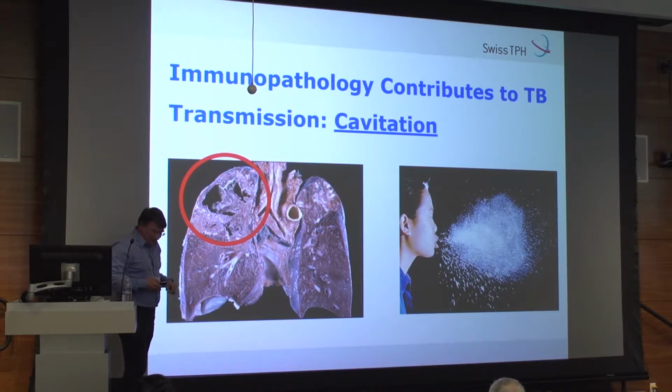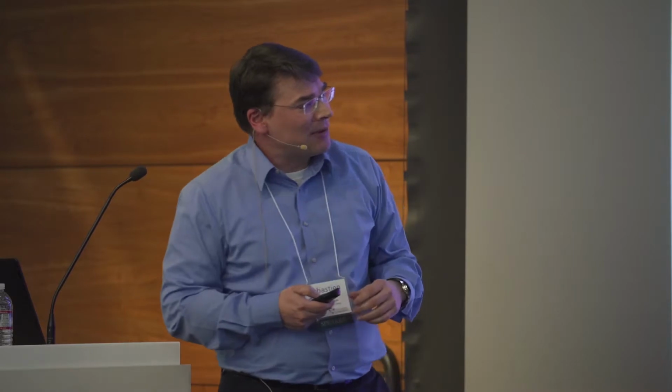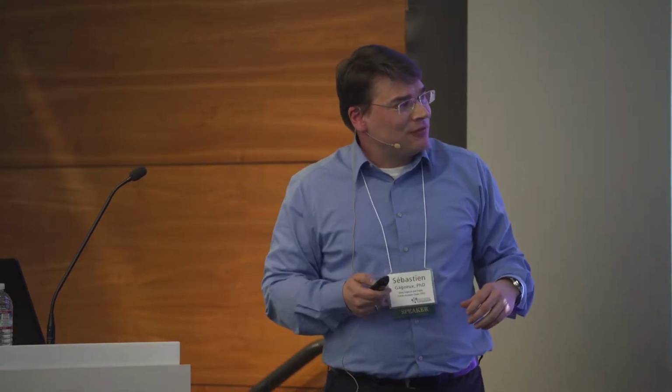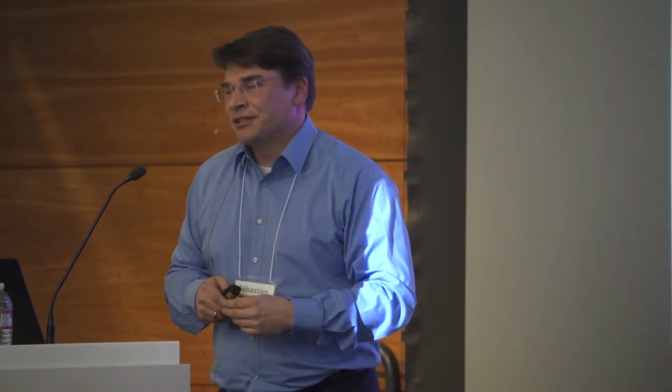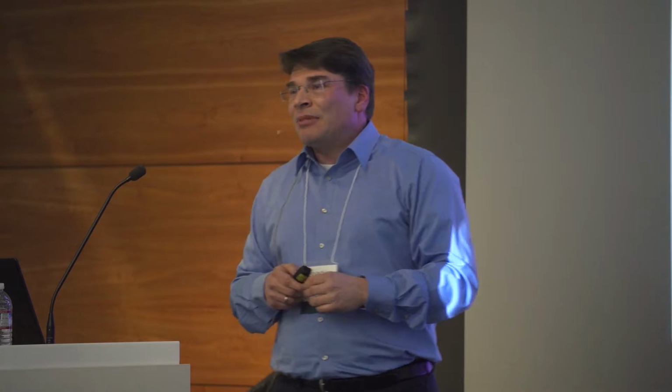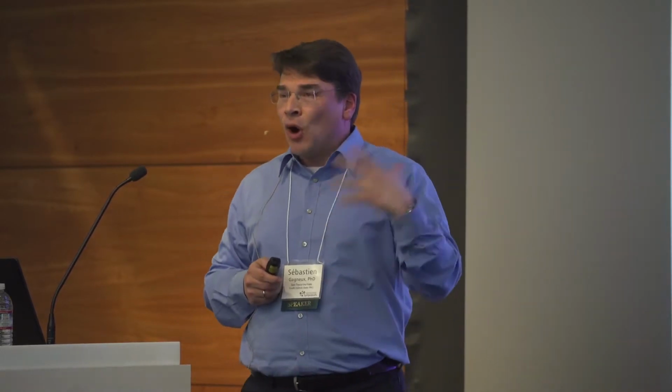There's some indirect evidence in support of this hypothesis, particularly if you look at HIV-TB. It's known that HIV is a very strong risk factor for tuberculosis. But it turns out that HIV co-infected patients have the wrong type of disease, meaning they tend to have extrapulmonary TB more often than pulmonary TB on the one hand.